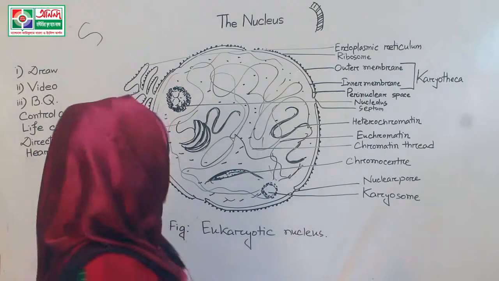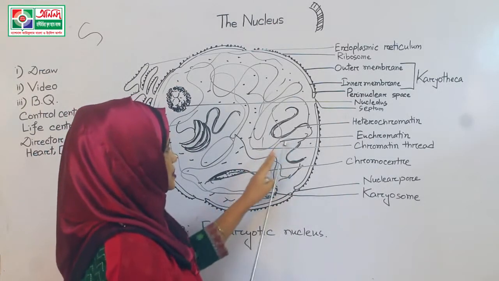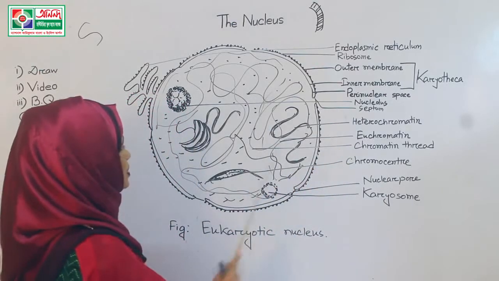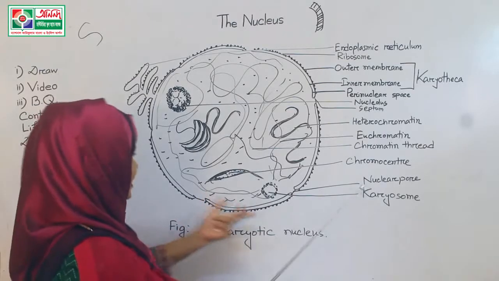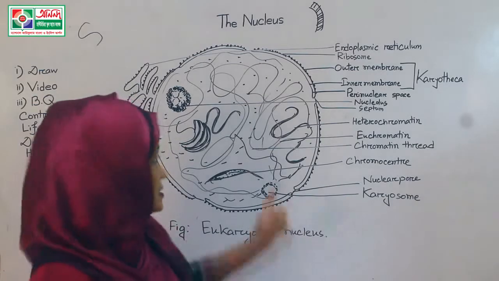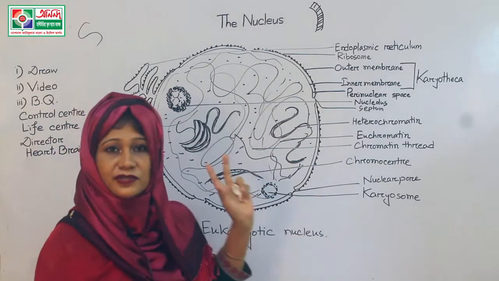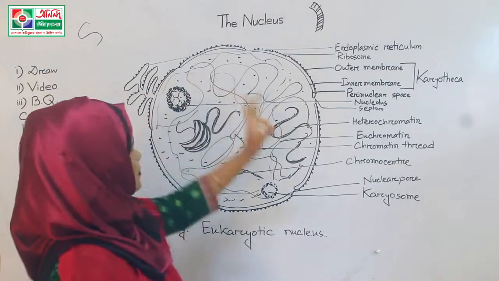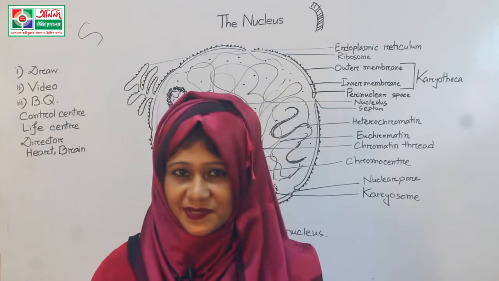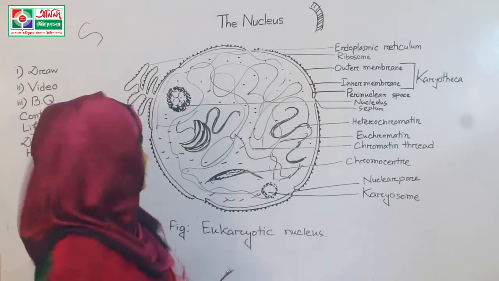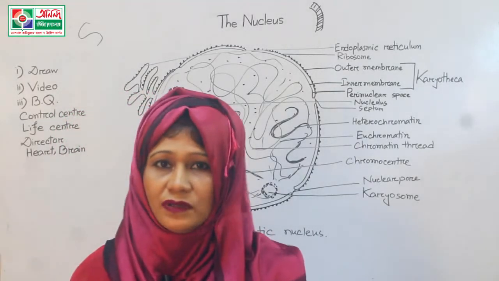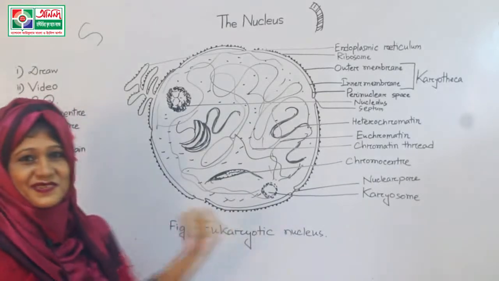This darker thread is known as the heterochromatin, and the light portions of the thread are known as the euchromatin, and this is the nucleolus, chromocenter, and I have told you earlier the nuclear pore, and this one is the karyosome. This is the full labeling of the eukaryotic nucleus, and if you draw this type of structure in your answer script, you can score a very good number, right? Now we will go to the second part, that means I will show you a video on the nucleus. Okay students, draw the structure.